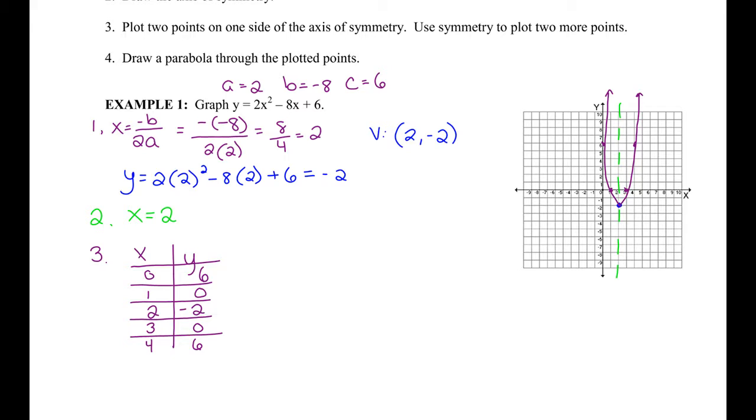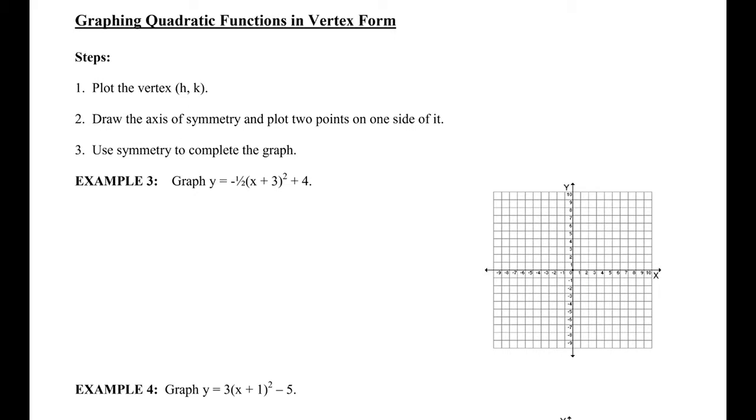Please flip to the second page and try example 2 on your own. After you have tried example 2, we're going to be looking at the steps for graphing quadratic functions in vertex form. Our first step is going to be to plot the vertex, which is the point h comma k.